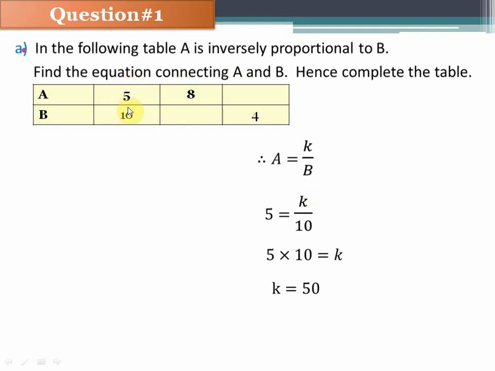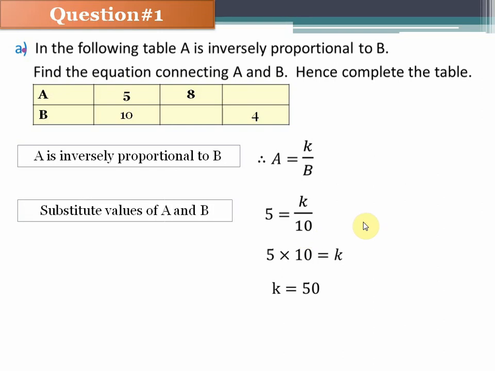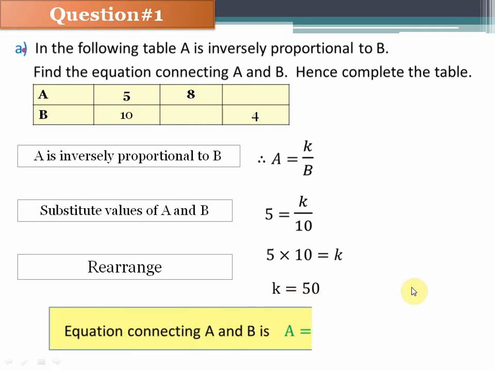So here we have 5 as the value of a and 10 as the value of b. We just substitute these values in this equation, right? By substituting these values and rearranging, we calculate k equals 50. So we got the equation connecting a and b. Now this is the equation which we use to find the other unknown values.